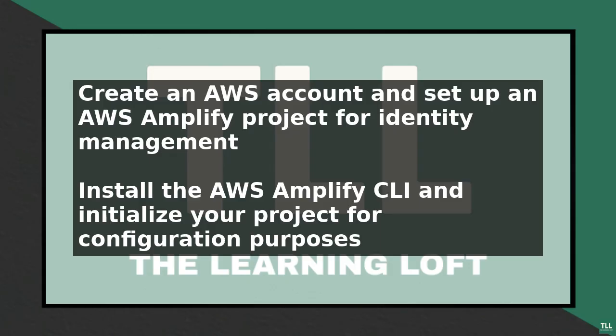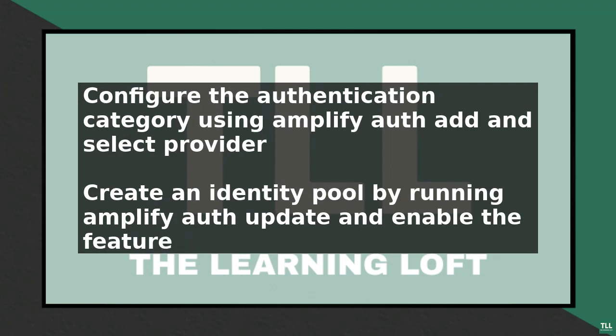First, create an AWS account and set up an AWS Amplify project. Then, install the AWS Amplify CLI and initialize your project. Next, configure the authentication category by running the command amplify auth add, and follow the prompts to select the authentication provider, such as Amazon Cognito.